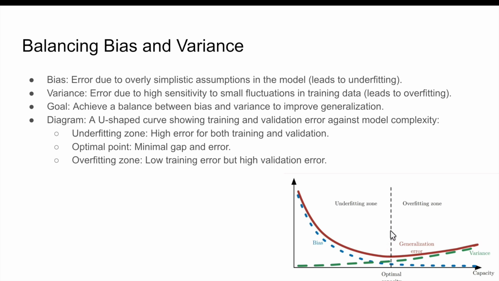Okay, and we have to find such a balance where the bias error and the variance error are minimal. All right, so that sweet spot is called the bias-variance trade-off, and that is where our model is performing at a very good rate. Okay, the goal is to achieve a balance between bias and variance to improve generalization.